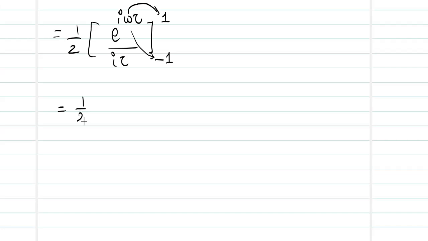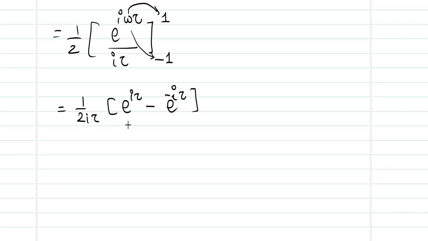So this gives me 1 divided by 2i tau. Let me apply the upper limit for omega: e to the power of i, omega takes 1, so this becomes i tau. Upper limit minus lower limit. What happens to my lower limit? Omega takes the value minus 1, so e power minus i tau. So this becomes my lower limit.